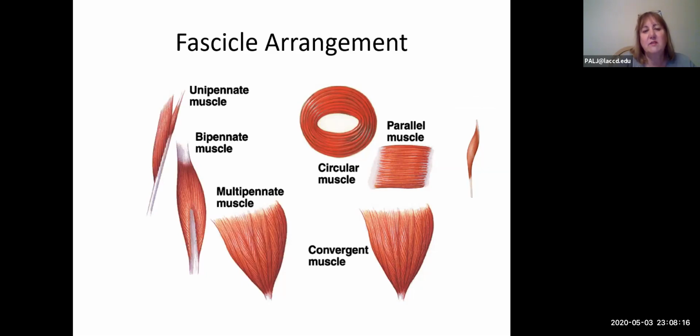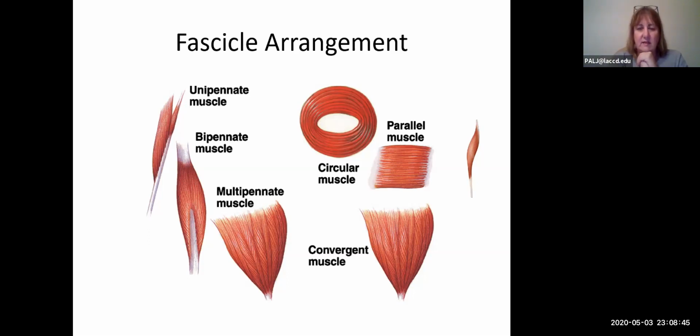Then we have muscles that look like feathers, okay? And the reason they look like feathers is because of how their tendons are attached. So in the first one, we have a tendon on one side, and what you can see is all the muscle fibers are coming in at an angle, and there's no muscle fibers on the other side. So that's called unipennant. In a bipennant muscle, we're going to have muscle fibers coming in at an angle on both sides of the tendon.